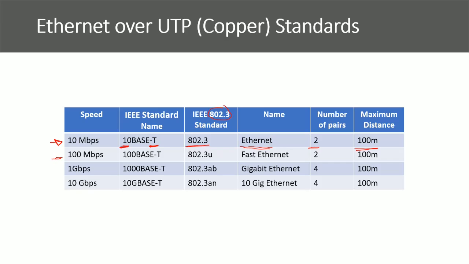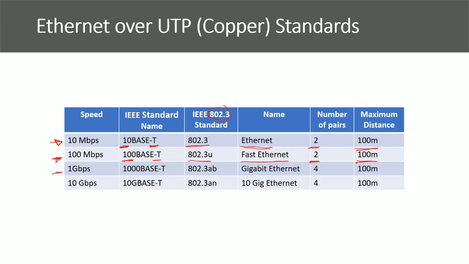The next standard has a speed of 100 megabit per second, and it is called 100BASE-T. Again, 100 is the speed in megabit per second, and T means UTP. The name for this standard as part of the 802.3 suite is 802.3u, and the name used for this standard is Fast Ethernet. This standard uses only 2 pairs out of the 4, and it is again limited to 100 meters.